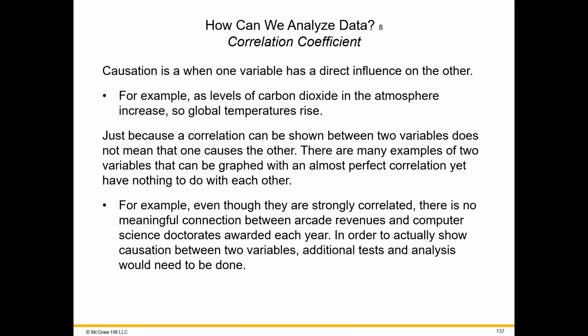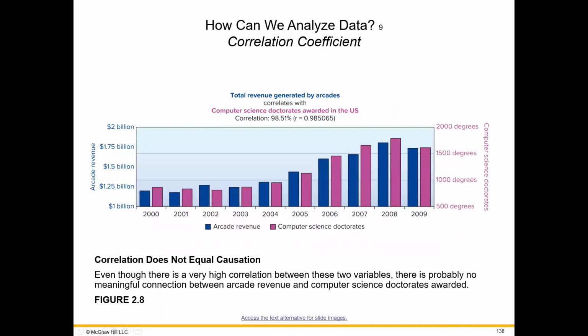There are so many examples that can be graphed with an almost perfect correlation, yet they have nothing to do with each other. An example is arcade revenues and computer science doctorates awarded each year. There seems to be a correlation between the two, right? Let's look at it in the next graph. As arcade revenue goes up, so do computer science doctorates, right?